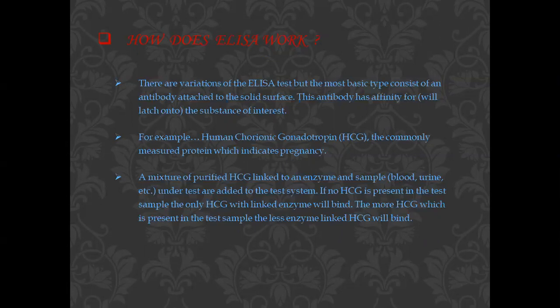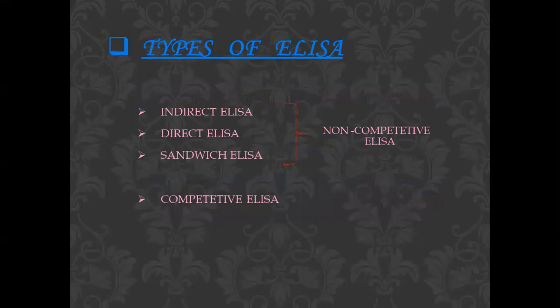A mixture of purified HCG linked to an enzyme and sample, blood, urine, etc. under test are added to the test system. If no HCG is present in the test sample, only the HCG with linked enzyme will bind. The more HCG which is present in the test sample, the less enzyme linked HCG will bind. By this they can identify if HCG is not binding.